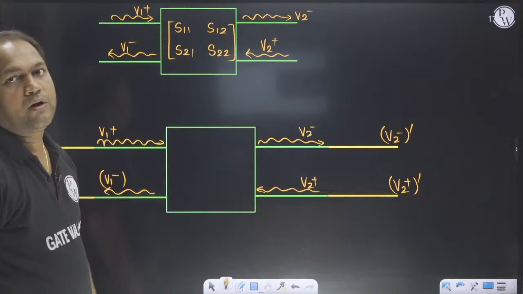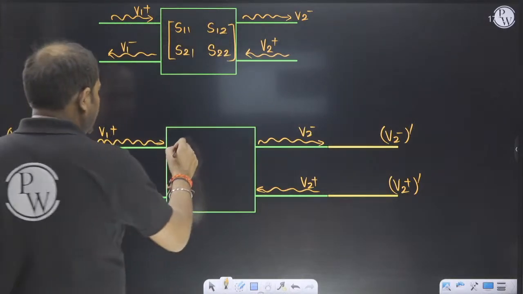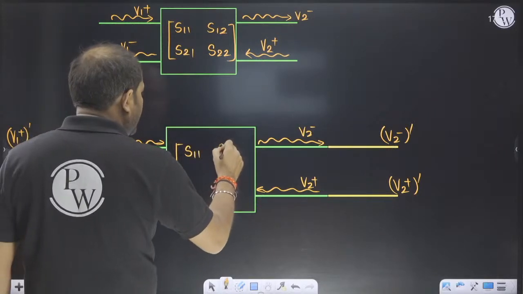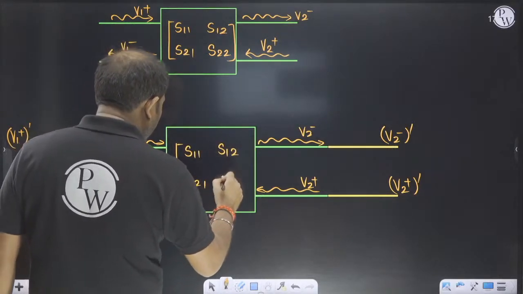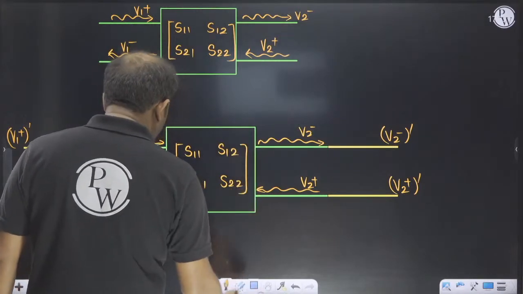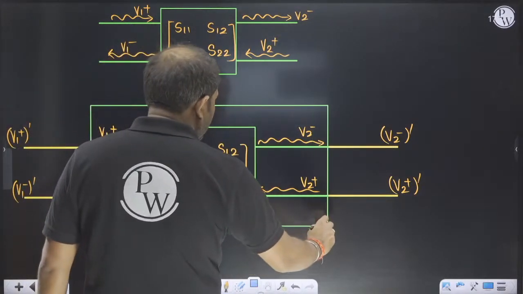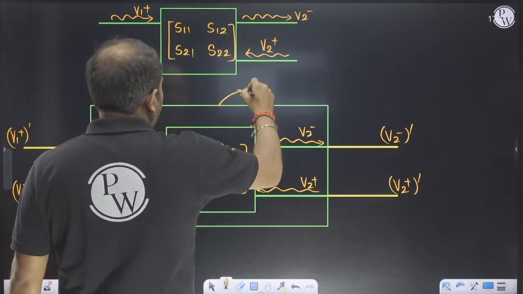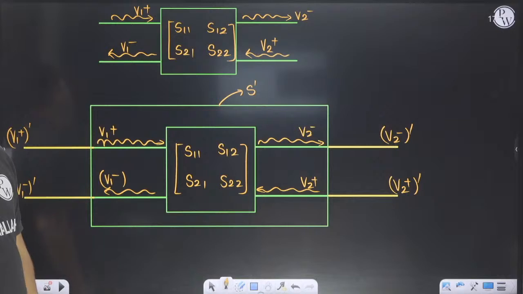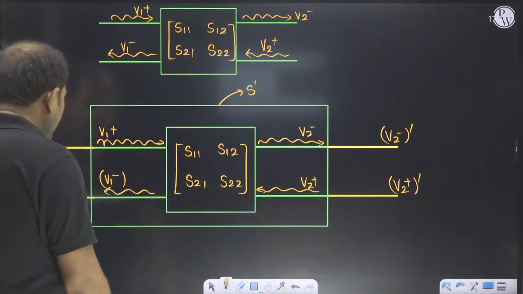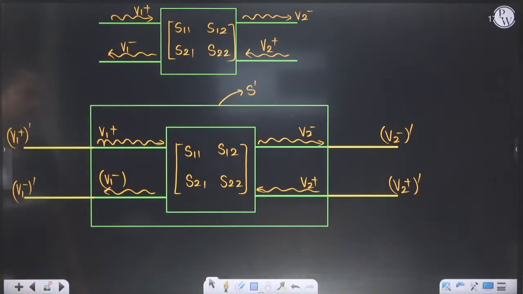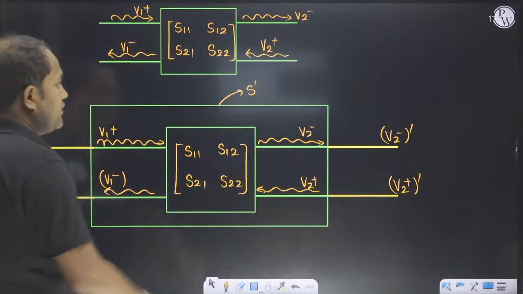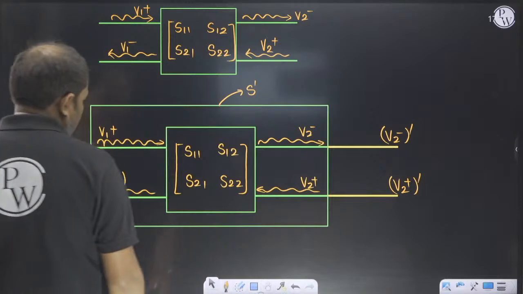First of all, we are going to calculate the value of the S parameter. The new S parameter is defined with reference to these new planes, so this will give us S dash. To find S dash, you have to give the relationship between V1 plus and V1 plus dash, V1 minus and V1 minus dash, V2 minus and V2 minus dash, and V2 plus and V2 plus dash. Then you will get the answer.